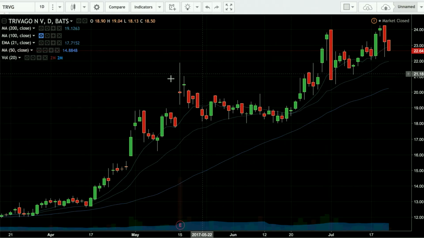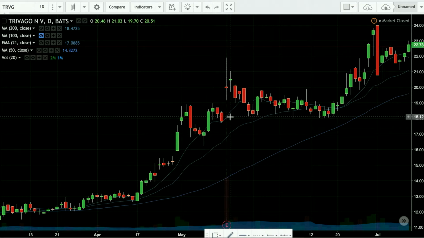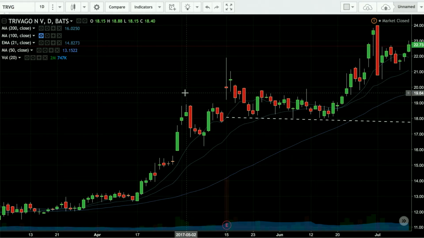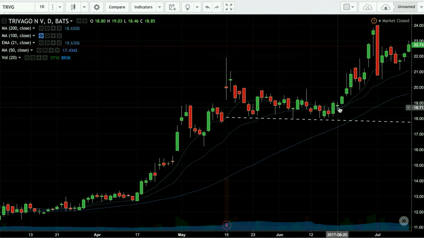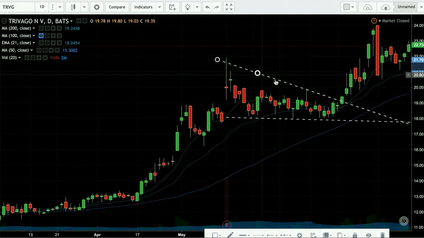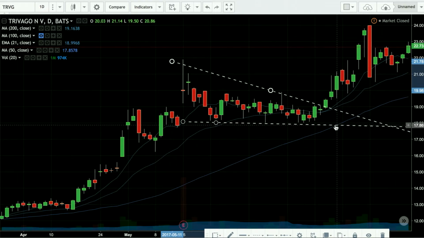All right, next one, TRVG, same story. So now we're seeing some horizontal trend line support, and this one is a great example of the moving averages being clustered. So we see the 8 and 21 day getting very tight, and look at that. It creates a descending trend line from highs, a nice little inside day.